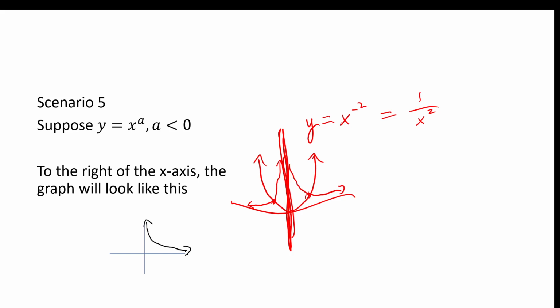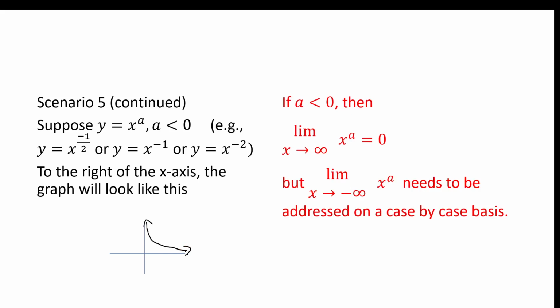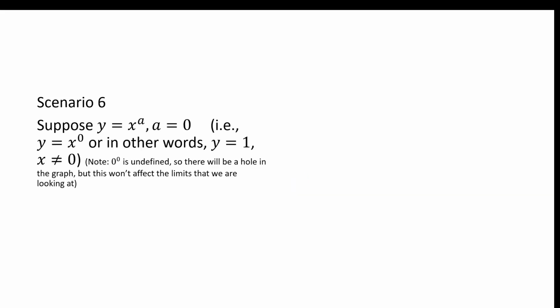And you would see there that as we moved infinitely far to the right, our y value would be getting infinitely close to 0. Okay, so we can make a general statement that if a is less than 0, then the limit as x goes to infinity of x to the a equals 0. But similar to how we described last time, I won't do the deep dive on this one. The limit as x goes to negative infinity of x to the a would need to be addressed on a case-by-case basis.